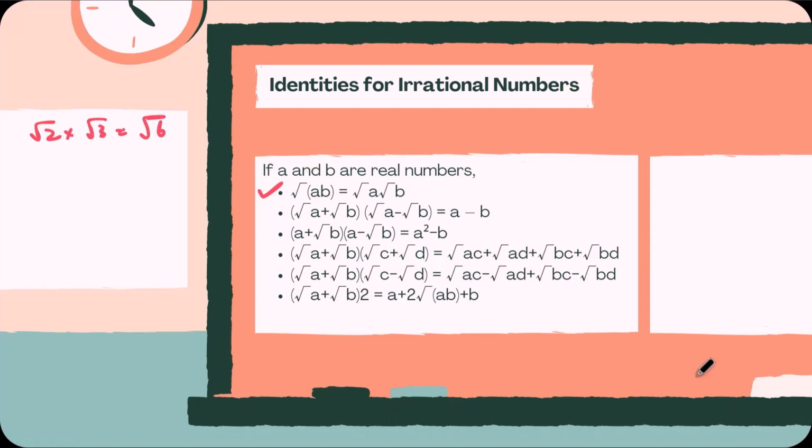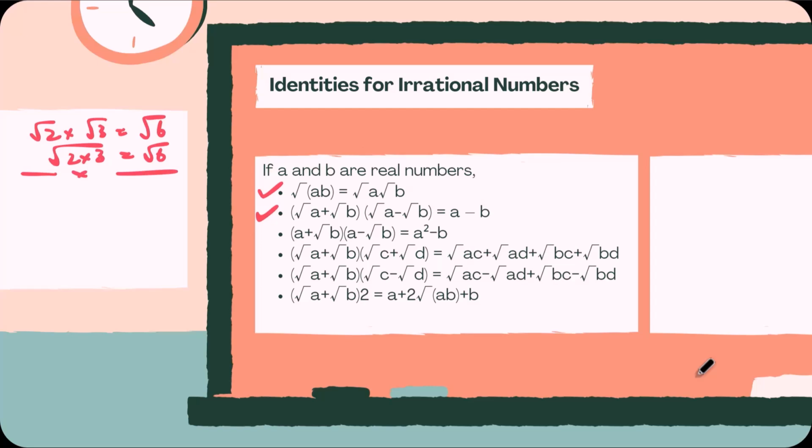Or root 6 is root 3 into root 2. Or I can also write it as root of 2 into 3. Correct? Same logic is being applied. That is the first one. Now what about the next one? Root of a plus b into a minus b is what? A square minus b square, right? So a plus b into a minus b is a square minus b square. We have done this, right?